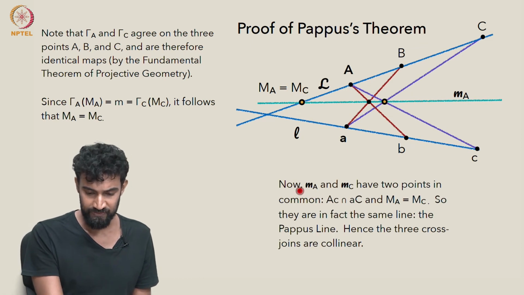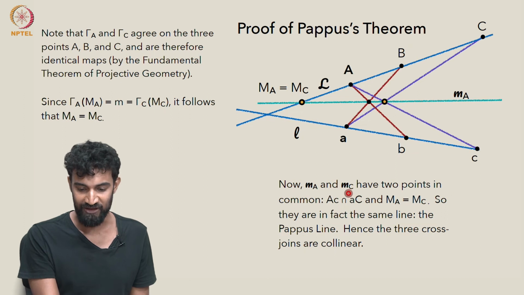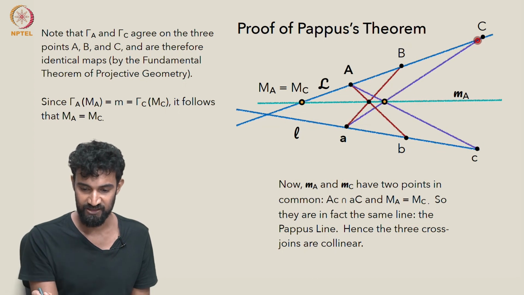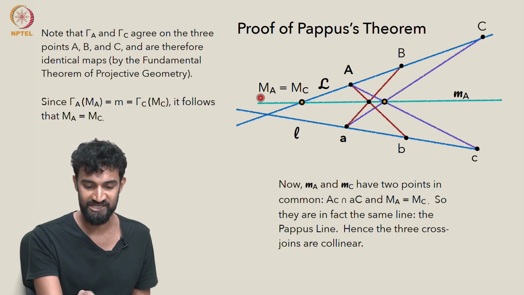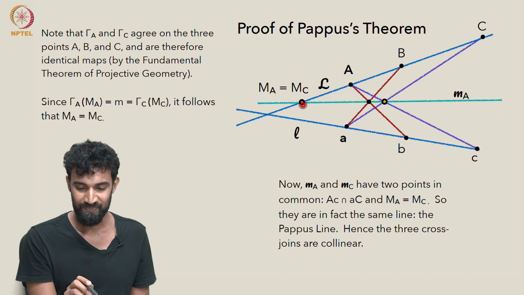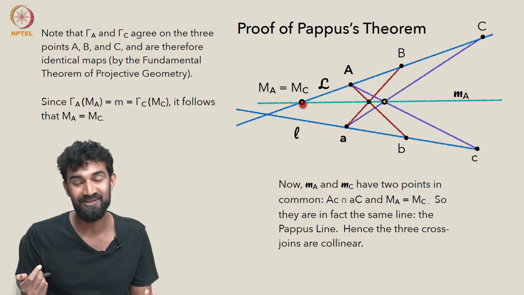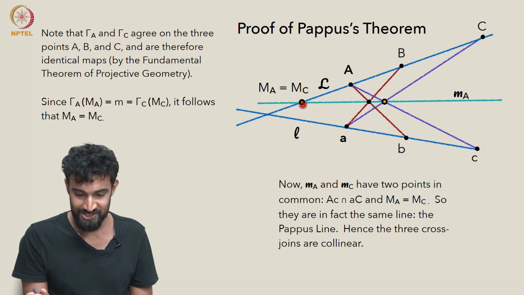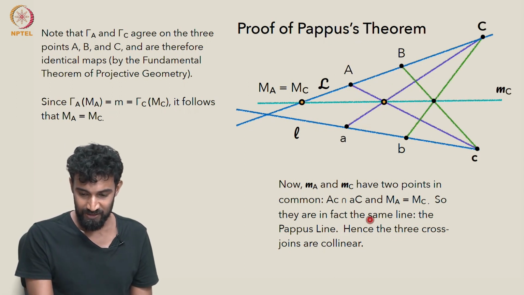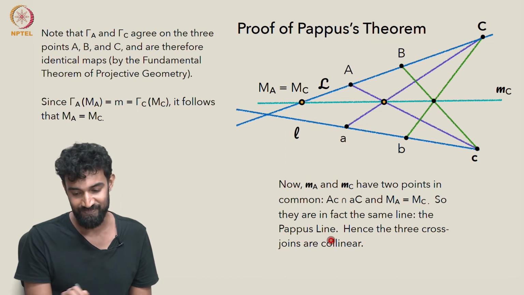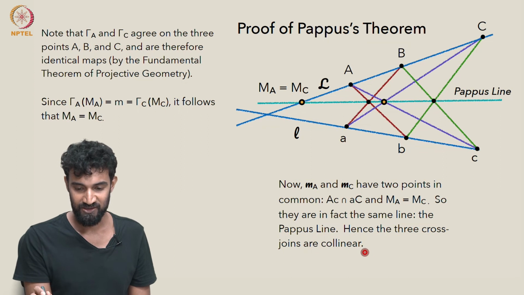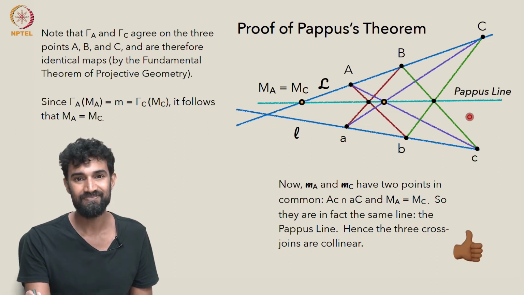Now, these lines MA and MC now have 2 points in common. This cross join, AC intersect AC, both of those have the cross join in common, but they also now have this point MA/MC, that's just the same point, in common. So they're actually the same line. If two lines have 2 points in common, they have to be the same line. Between those 2 points, there's a unique line. So they're in fact the same line, they're the Pappus line. And hence, the 3 cross joins are actually collinear. So that does it.